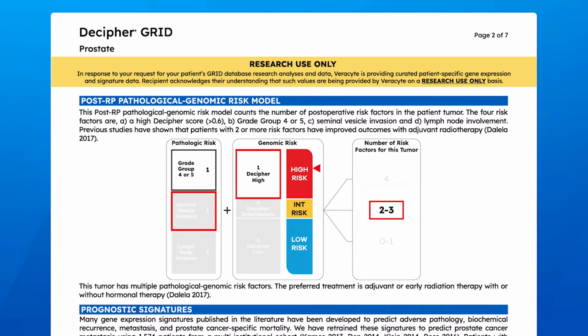the PSA reaches 0.2. On the other hand, if you had a tumor that was Gleason grade group 4 or 5, that's 1 point, but a low Decipher score, say a Decipher of 0.4, and no seminal vesicle invasion, that person would have a pathologic genomic risk count of 1, only 1 point, and would not be expected to have benefit from radiation therapy until the PSA reached around 0.2.